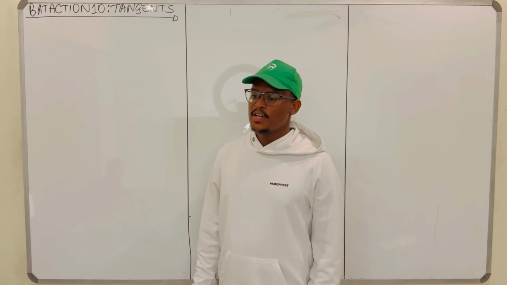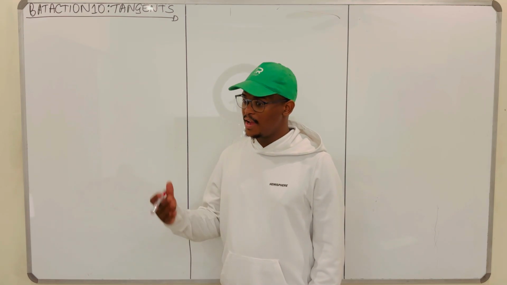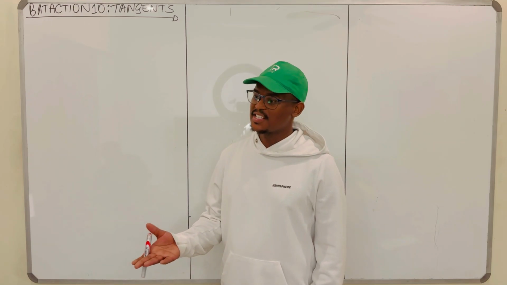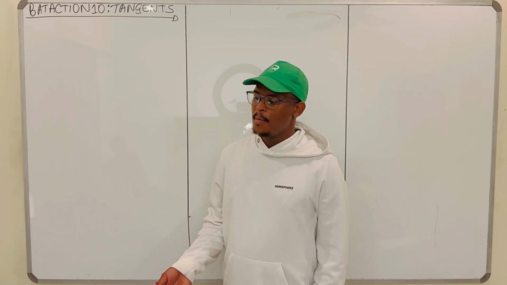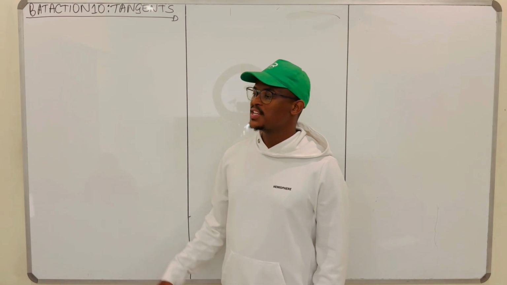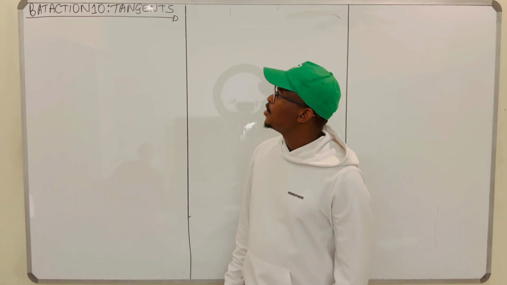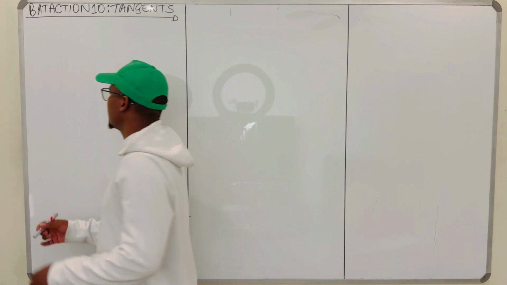right? So a tangent to a function is a straight line that touches a function at exactly one point, right? But in this case, we are talking about tangents to circles. Are you with me? Yes. Fine. So a tangent to a circle is something like this.